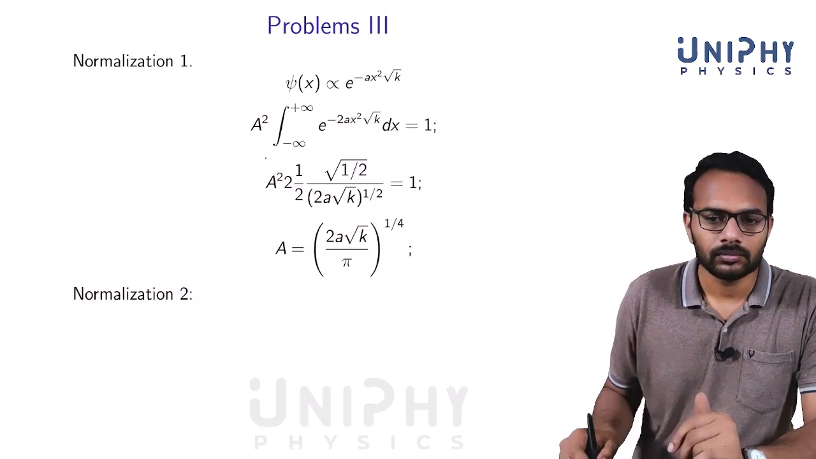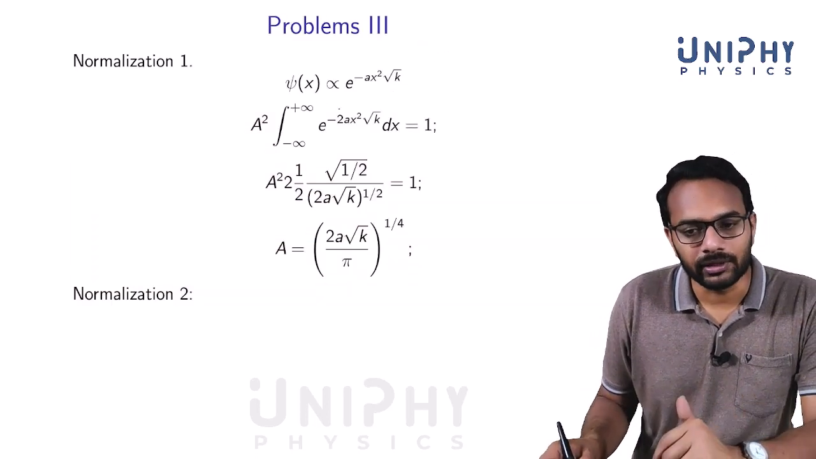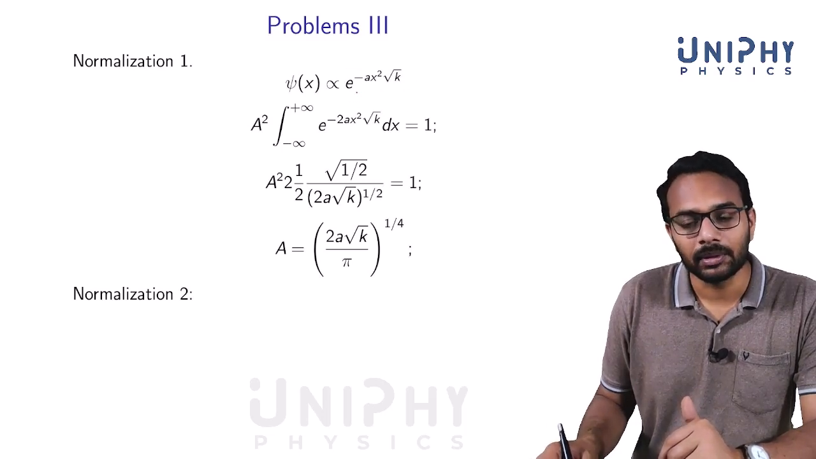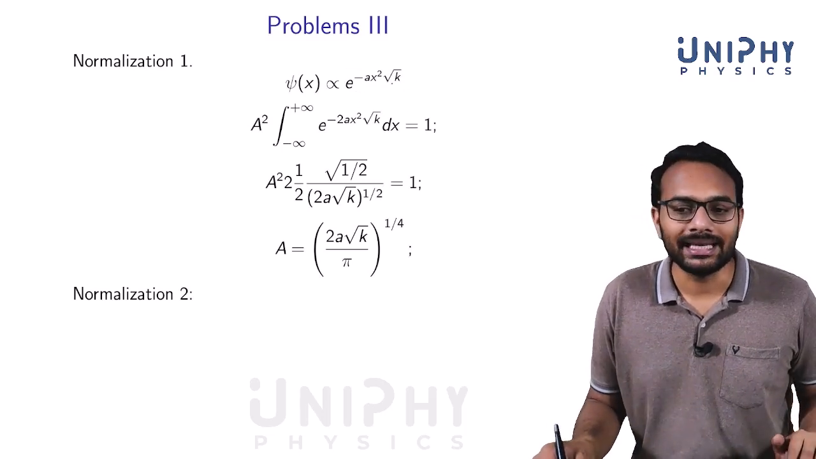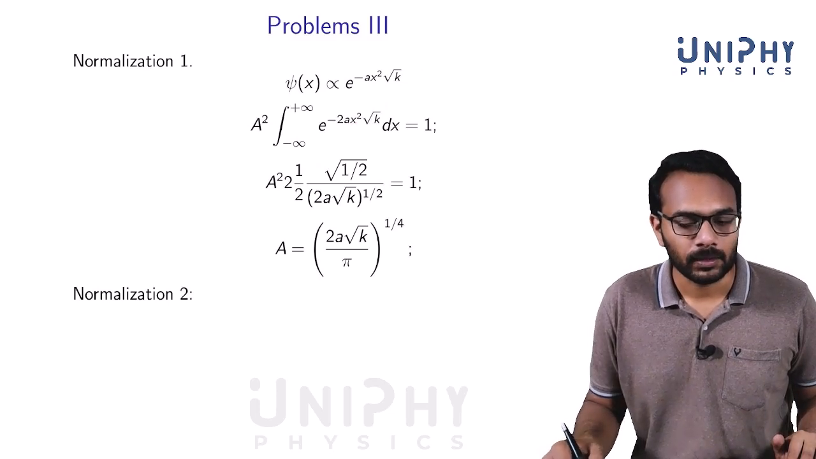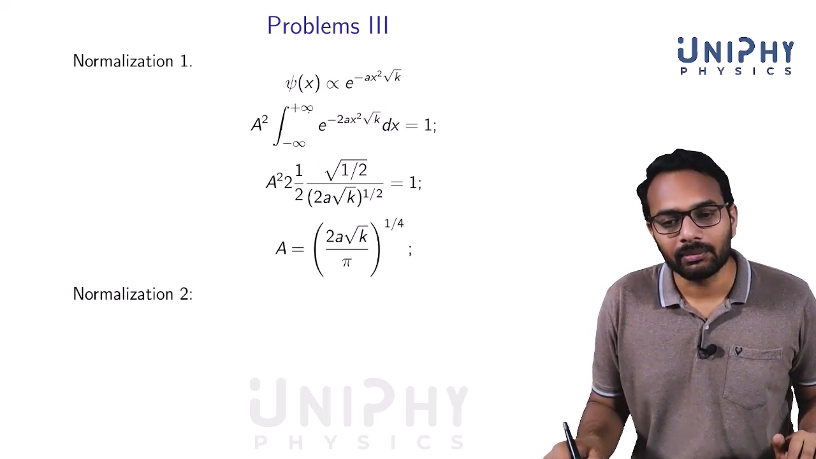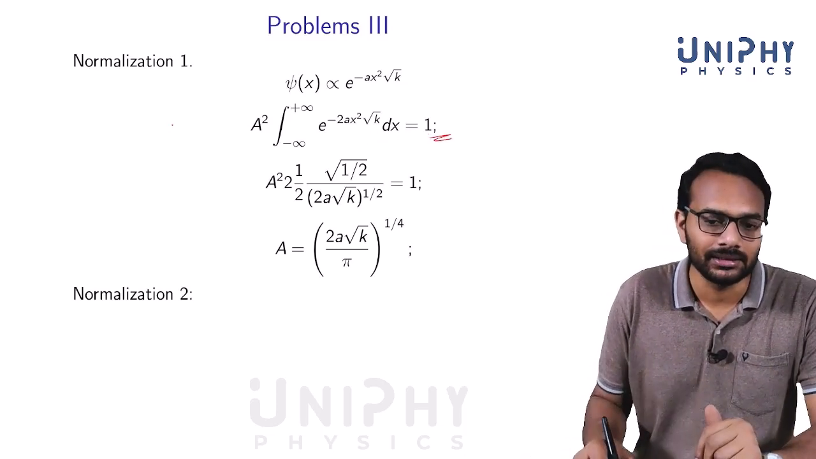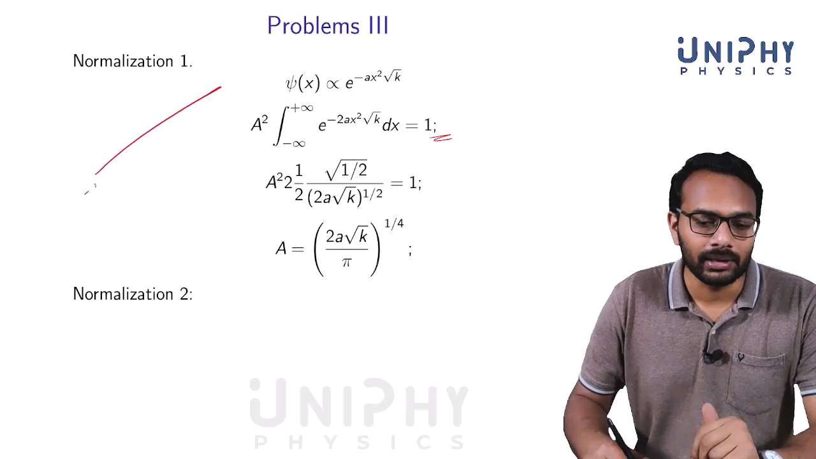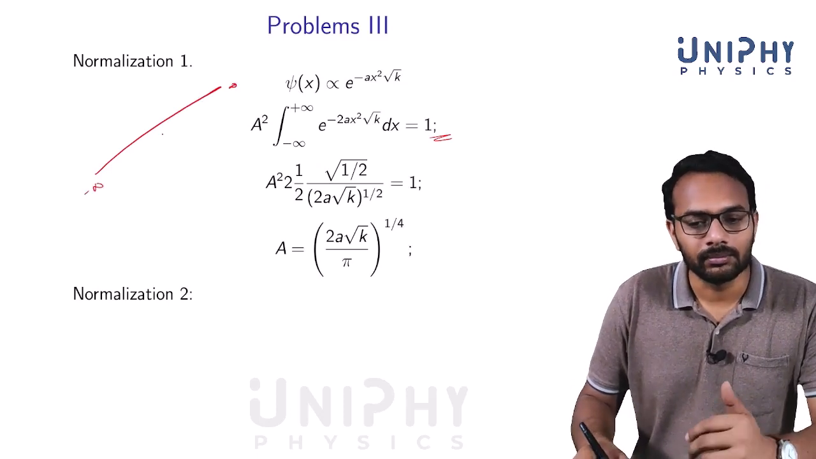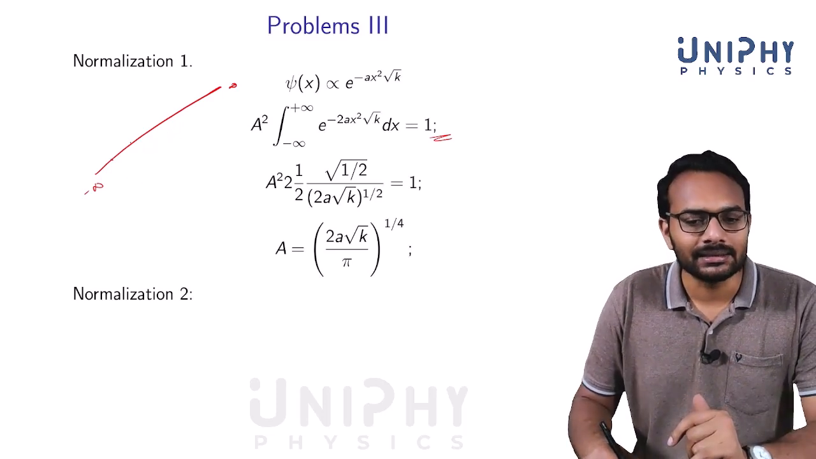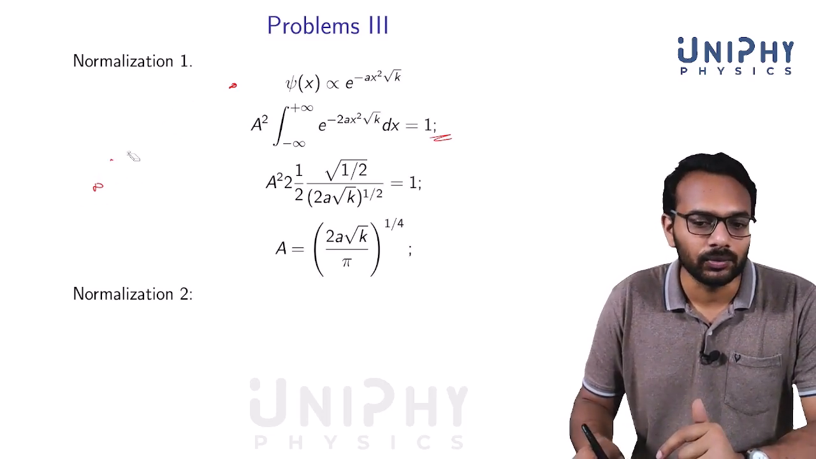So first, we have to normalize the wave function. We know that the initial wave function is proportional to e raised to minus a x squared square root of k. So it's A squared times the integral from minus infinity to infinity of e raised to minus 2a x squared square root of k dx equal to 1. That's the normalization condition. We are assuming that it's along minus infinity to infinity.